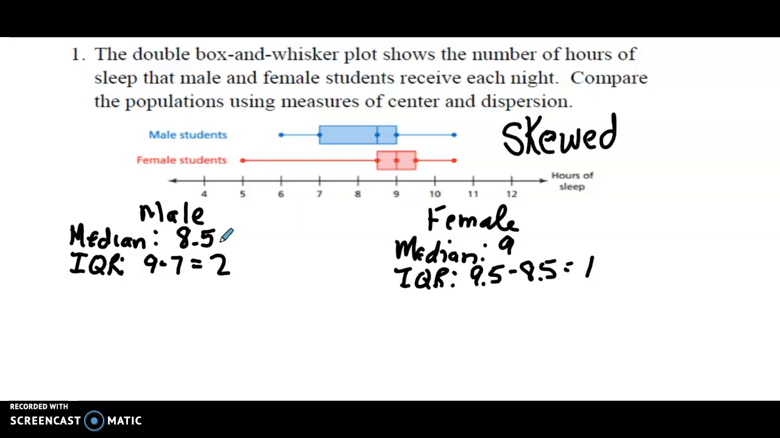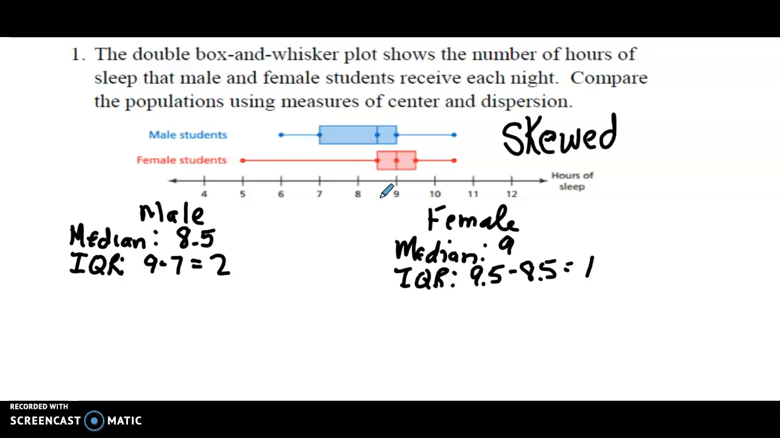Okay, those are the numbers. So median, again, is going to be this middle line of the 5-number summary. And the IQR, you're going to subtract the quartile 3 number minus the quartile 1 number. It's the range of the box. And these are the numbers that you get. Now, to compare the populations, you have to do two sentences. The first sentence is comparing the measure of center. In this case, it's the median.